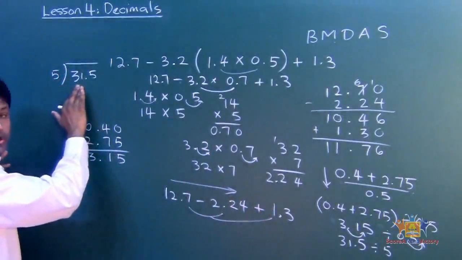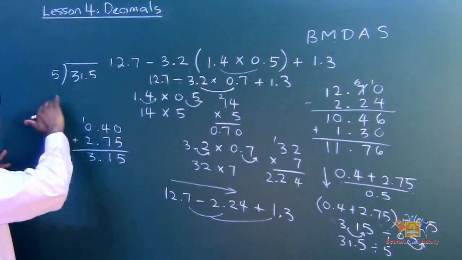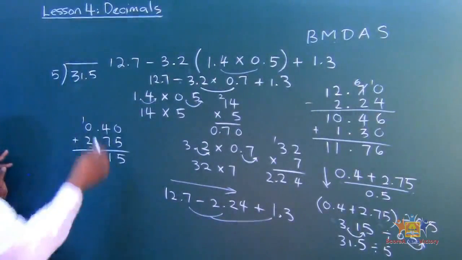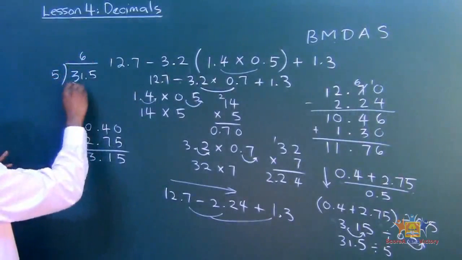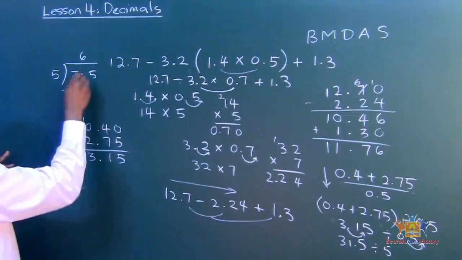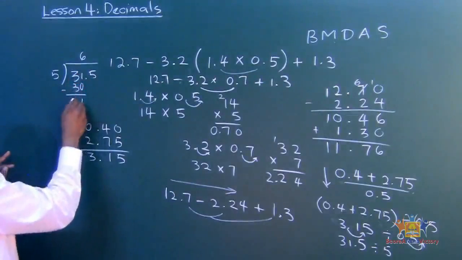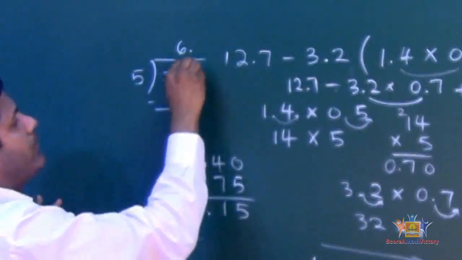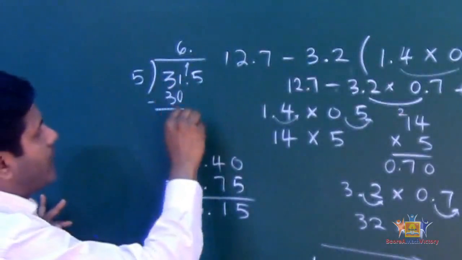So this will become 31. In 31 there's how many 5? Very good. From the times table, 6 times 5 is 30. So 6 times 5 is 30, 31 minus 30 is 1. 3 minus 3 is 0. See the decimal right there? Bring it up. Very important. Bring it up. Okay. Then bring the 5 down.